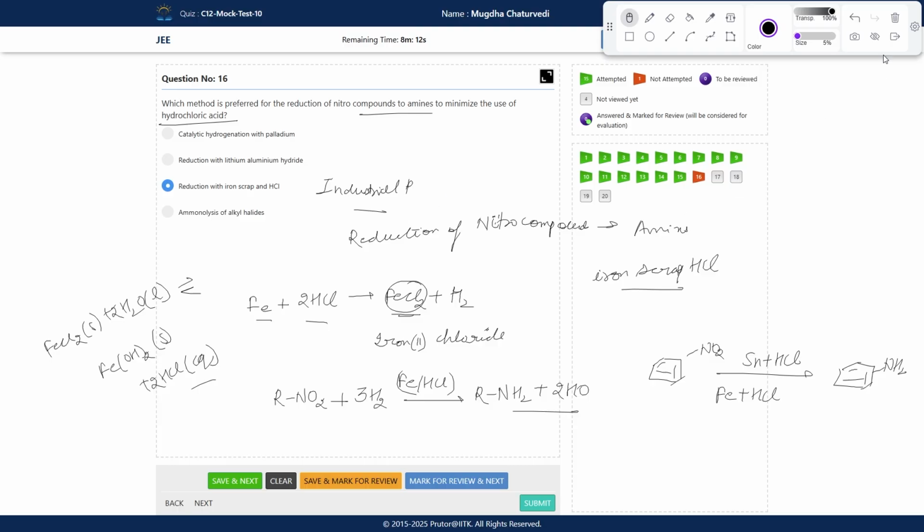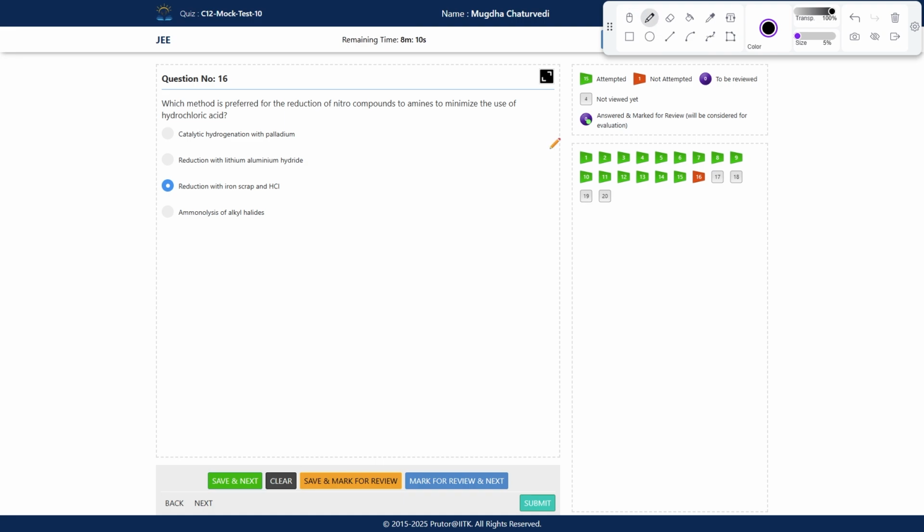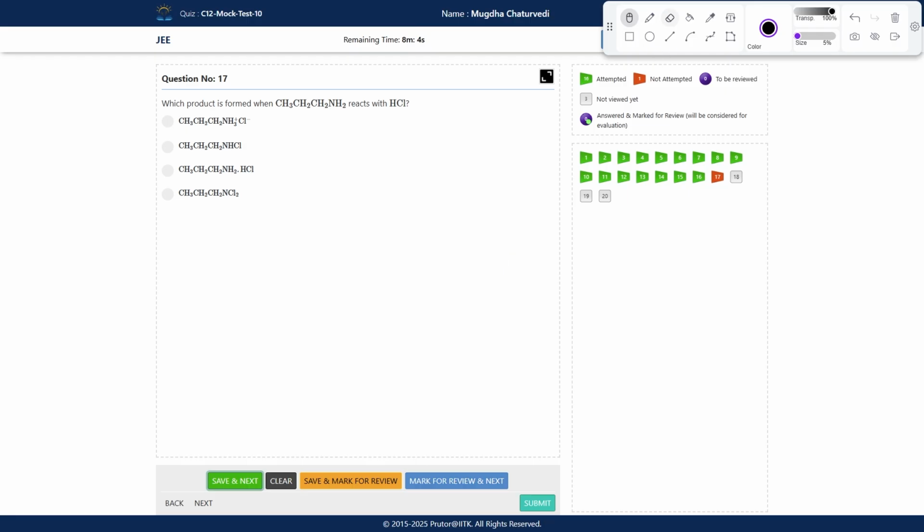Okay, now let us move on to the next question. Which method is preferred? We have already done this. Next question, question number 17. What product is formed when this reacts with HCl?